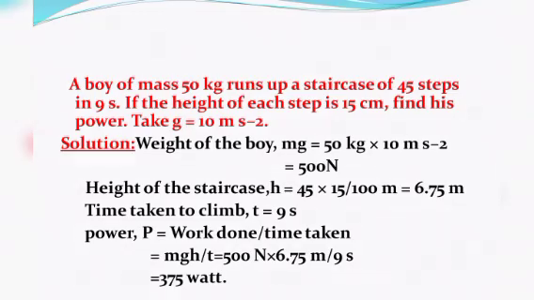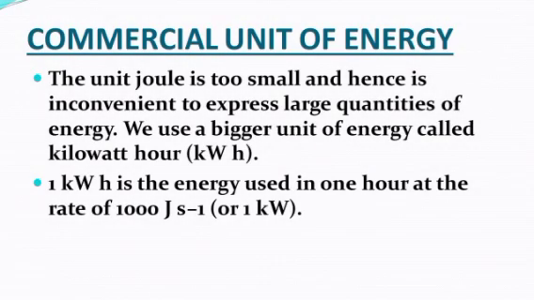And the last concept is the commercial unit of energy. The unit joule is too small and hence is inconvenient to express large quantities of energy, right? Yes. So we use a bigger unit of energy called kilowatt hour. Then what is 1 kilowatt hour? 1 kilowatt hour is the energy used in 1 hour at the rate of 1000 joule per second.